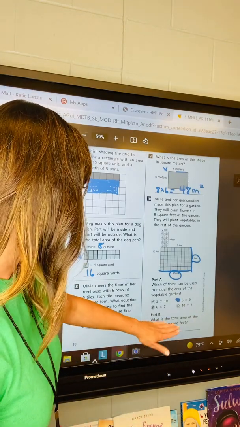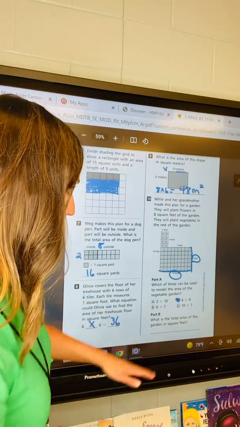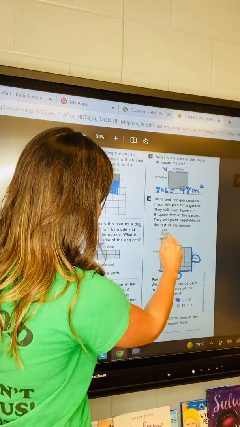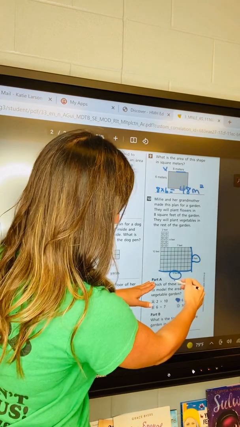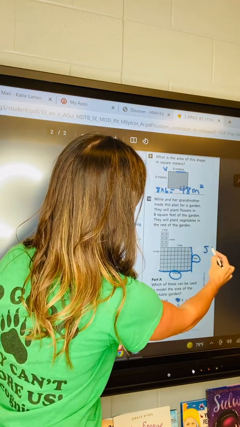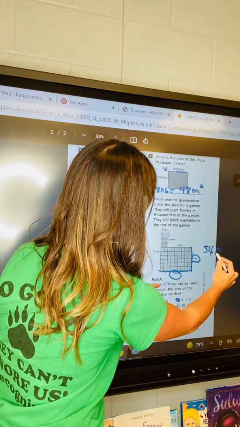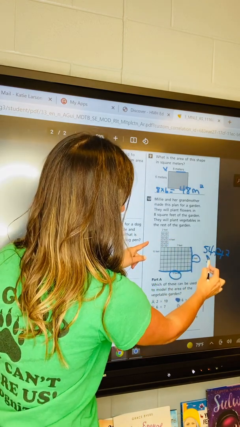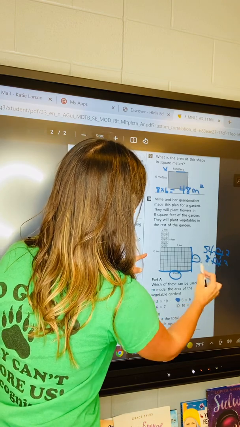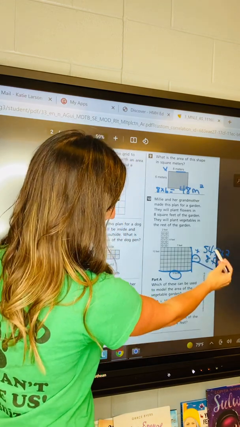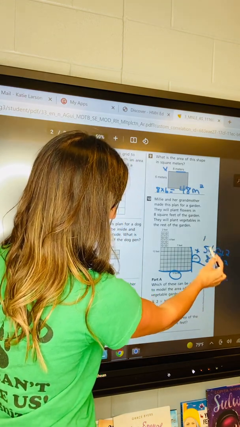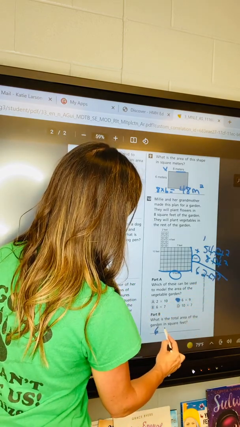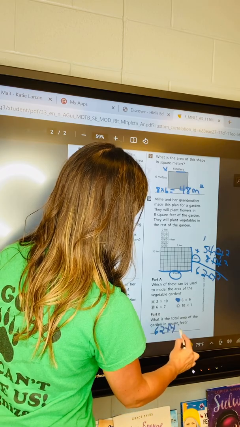Now B, what is the total area of the garden in square feet? So they want to know 6 times 9 plus this 8, because we already know that this is 8, right? So 6 times 9 is 54. So this is 54 feet squared, plus we have the flowers for 8 feet squared. And we can add 54 plus 8. 4 plus 8 is 12. Carry the 1. 1 plus 5 is 6. So our answer is 62 feet squared.